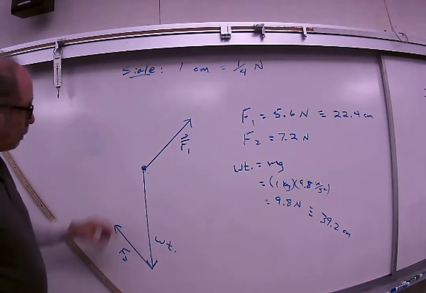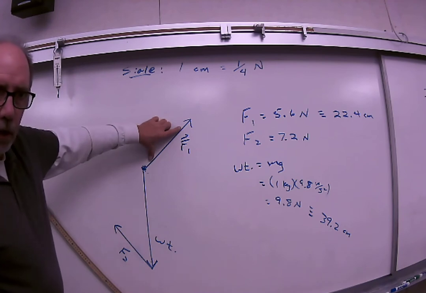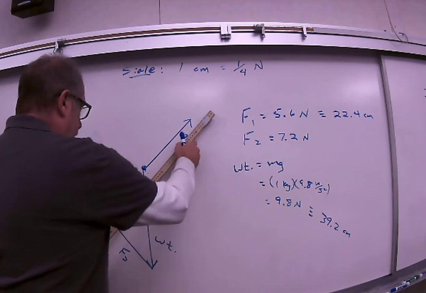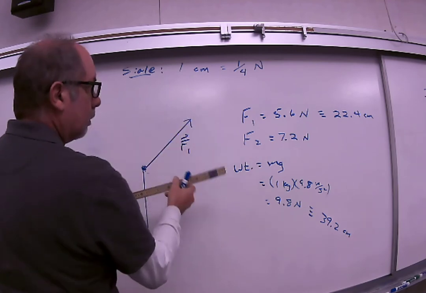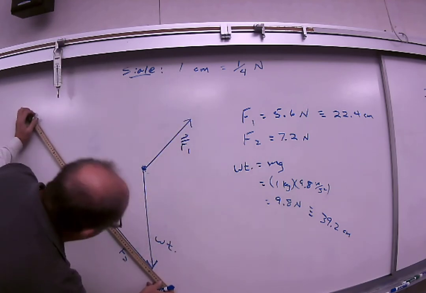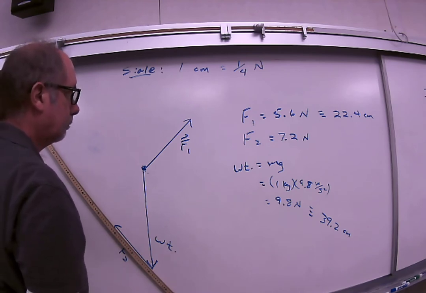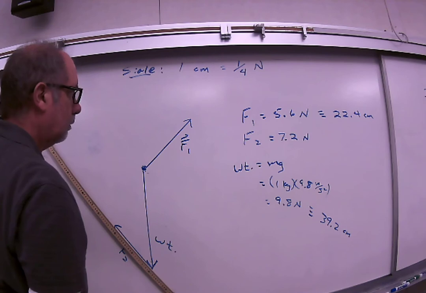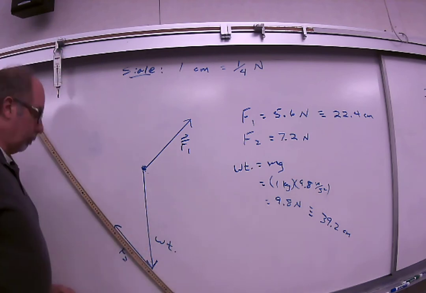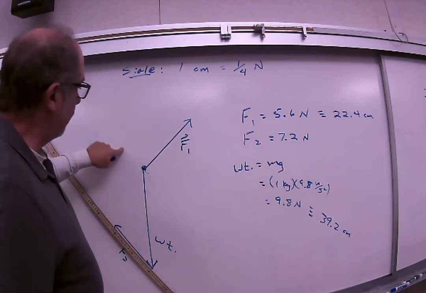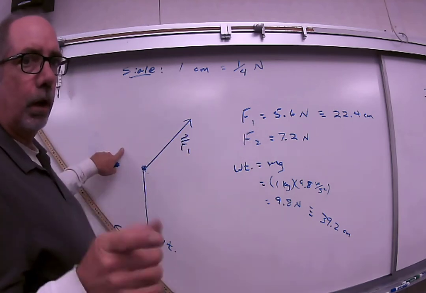All right. Finally, I want to add F1 to this. So I'm going to pick up F1 and set it down here. Didn't work out very well. Did I make an error? I did make an error. Okay, F1 is here. This was F2. I drew the wrong length line.